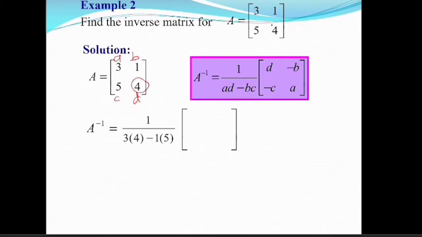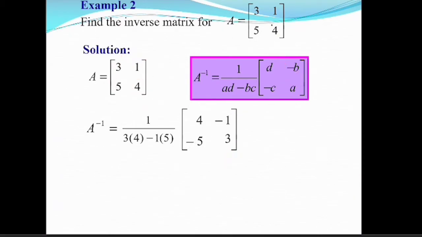Write 4 as the first element of the adjoint matrix, and then we have negative b. B is here, which is 1. So negative b is negative 1. And then A will be in the last element. Write it here, replacing the A in the adjoint matrix. Negative 1 replaces negative b. And then for C, we know it's just negative c. C is 5, so negative c is negative 5.